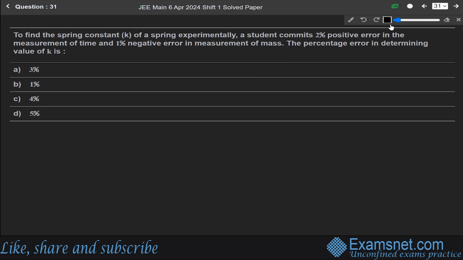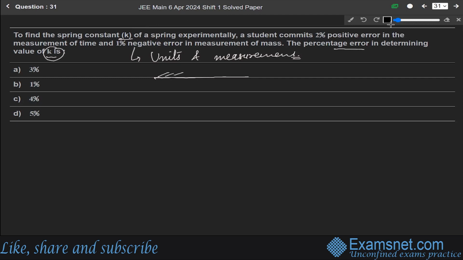To find the spring constant K of a spring experimentally, a student commits 2% positive error in the measurement of time and 1% negative error in the measurement of mass. The percentage error in determining the value of K is. First of all, this question is from the chapter of units and measurement. We are given the spring constant K and we have to find the percentage error in the value of K.